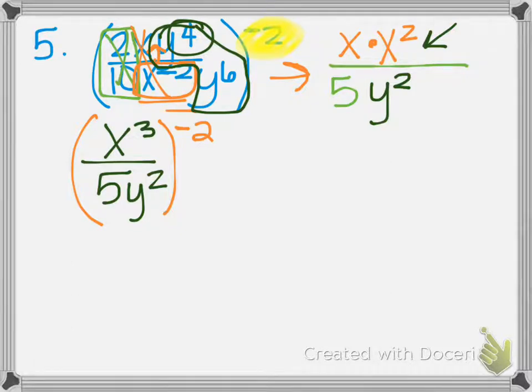Actually, you have several powers to power. So you have negative 3 to the negative 2, you're going to have 5 to the negative 2, and you're going to have y to the second to the negative 2. So when I multiply that out, I'm going to have 5.